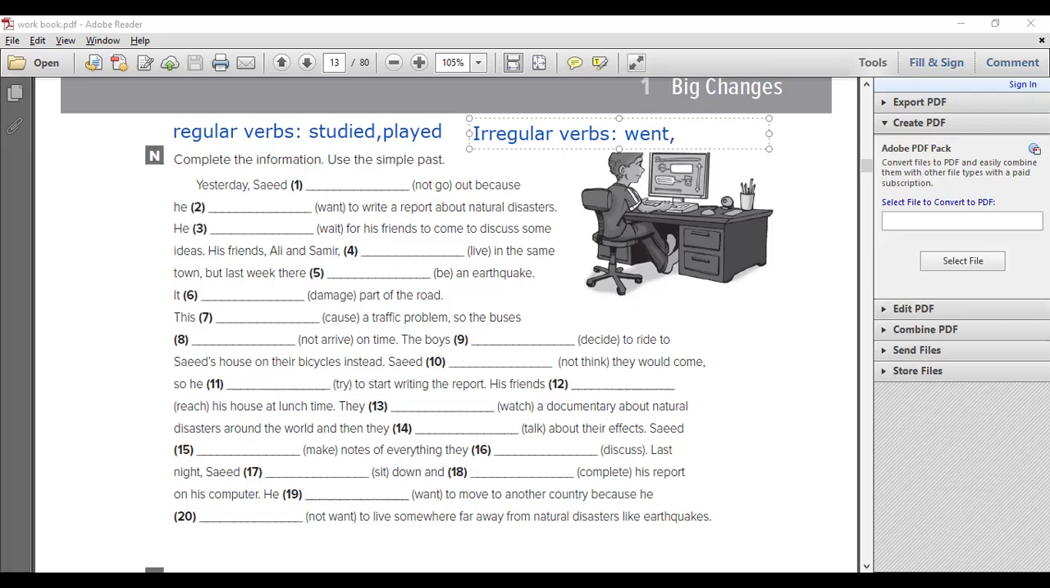What else? What is the past simple of see? So, yes, this is irregular. What about the past simple of write? Wrote, also irregular. Okay?